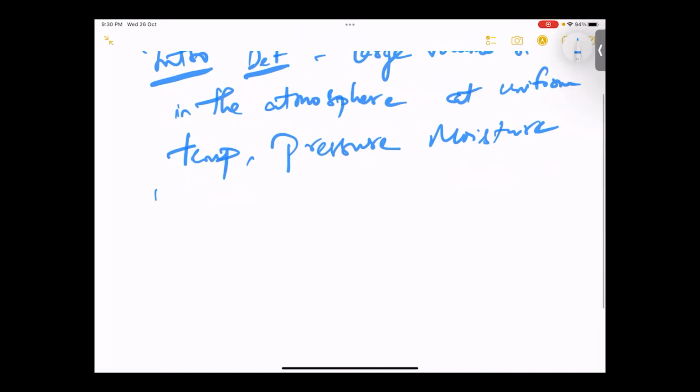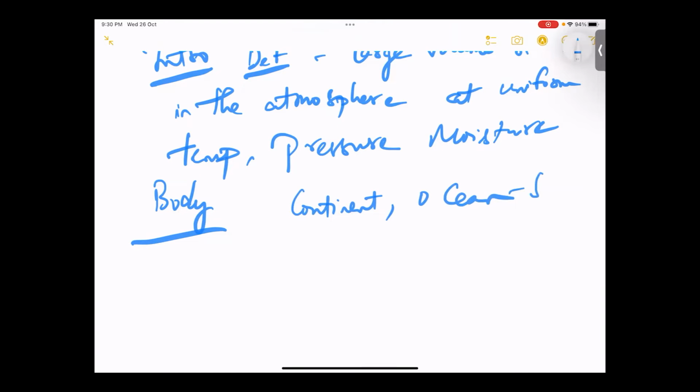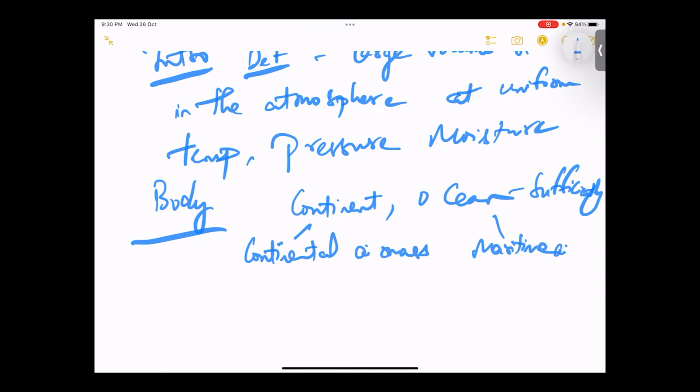Then in the body, you'll write, how does an air mass form? So it actually forms over a continent or it forms over an ocean over a sufficiently long period of time. And based on this, they are further classified as continental air masses or maritime air masses. The ocean ones are called maritime air masses.